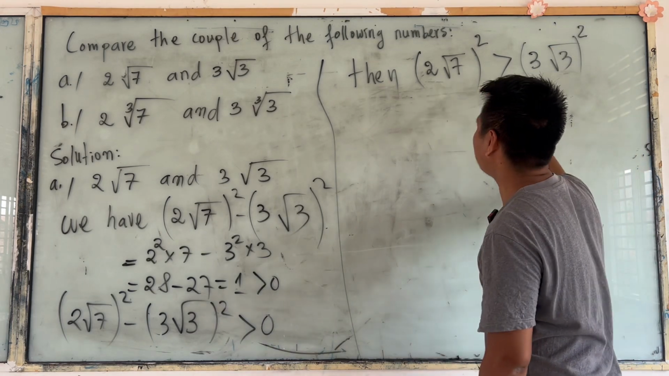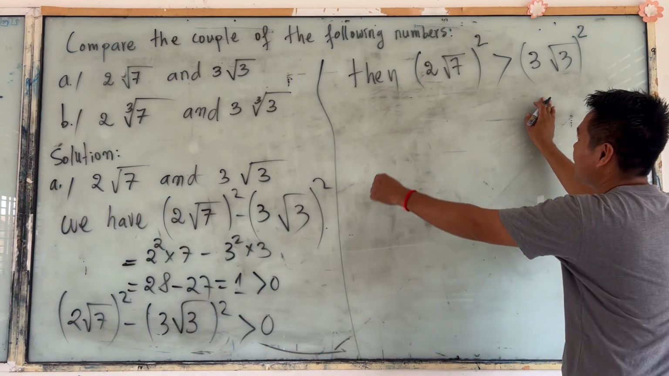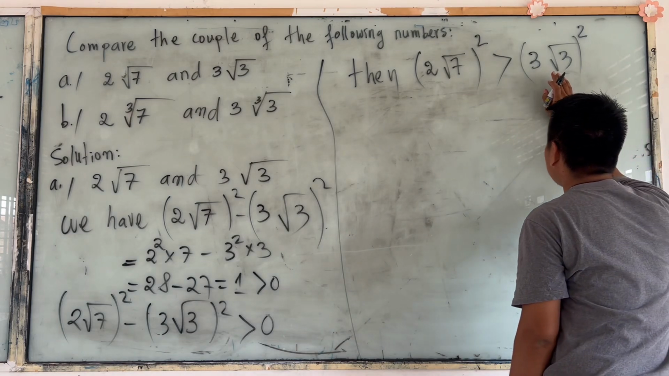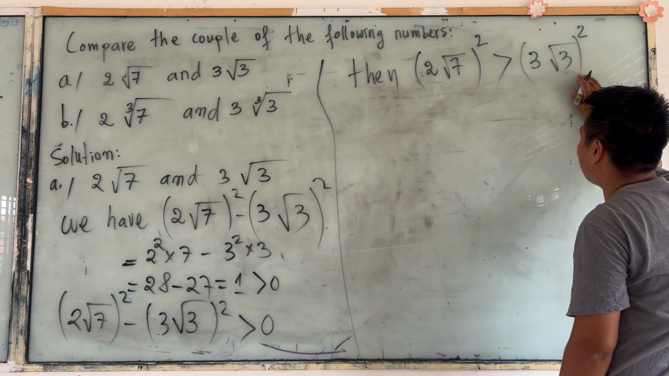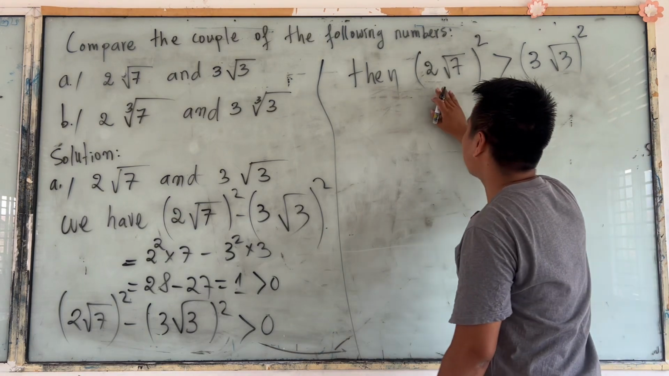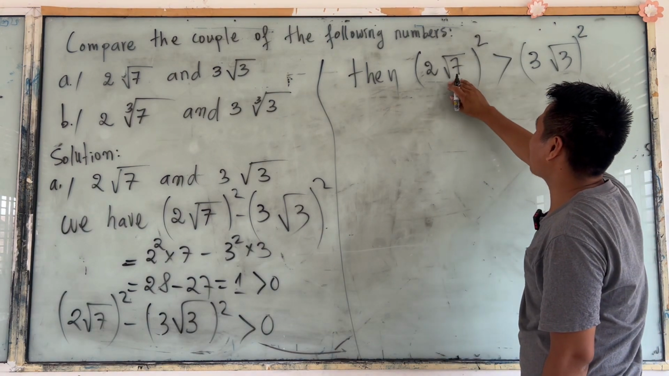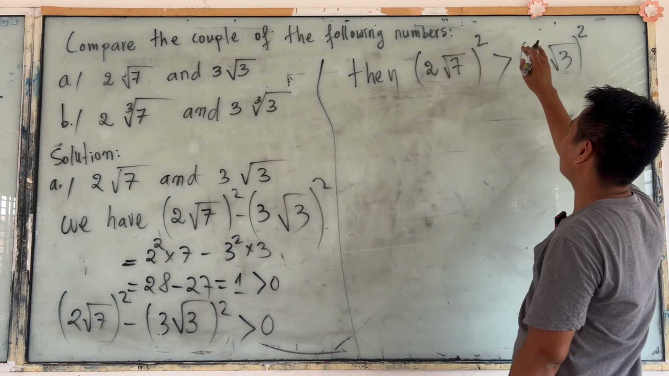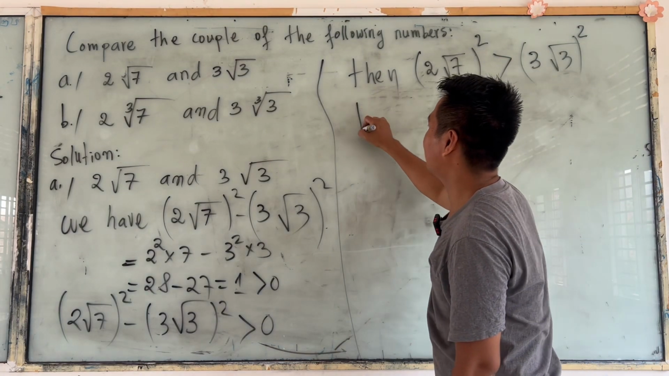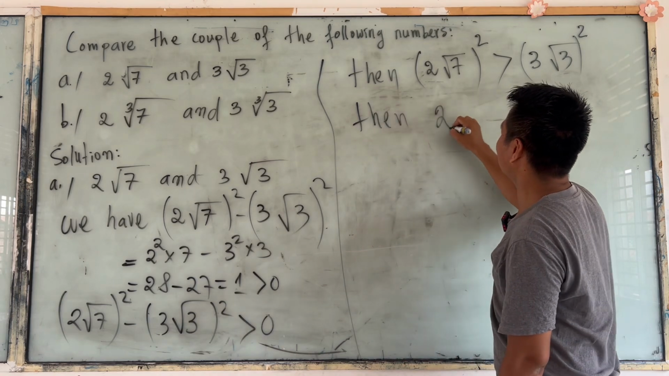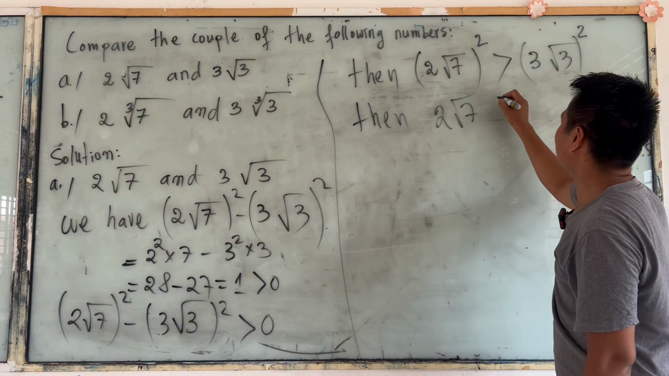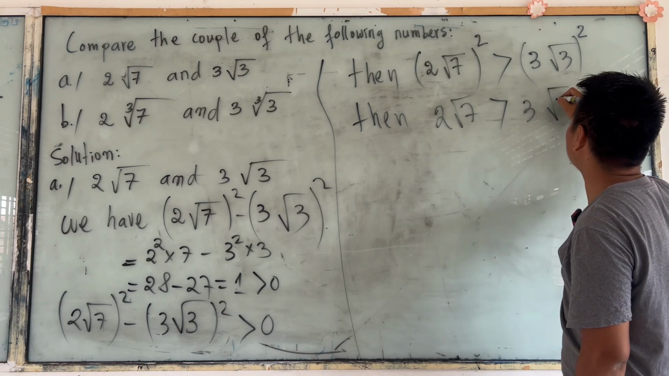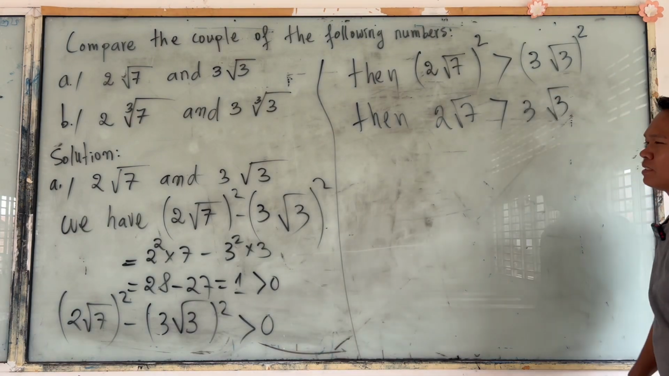And from this, as I told you, because 2 multiplied by square root of 7 and 3 multiplied by square root of 3 are greater than 0, when you get this one power 2 greater than this one power 2, this one is also greater than this one. It means that 2 square root of 7 is greater than 3 multiplied by square root of 3.